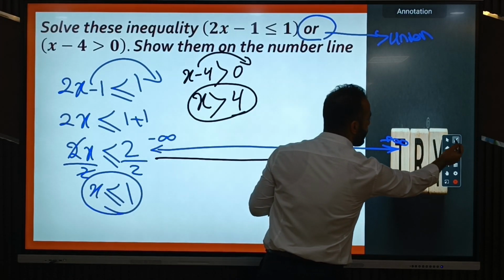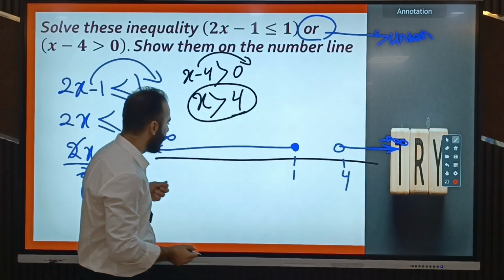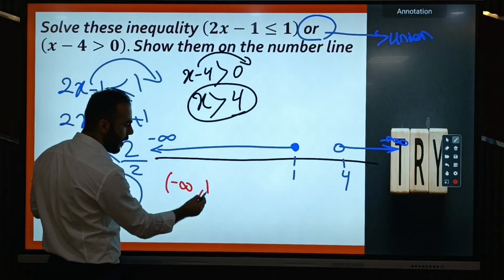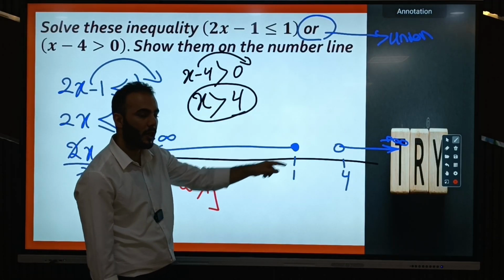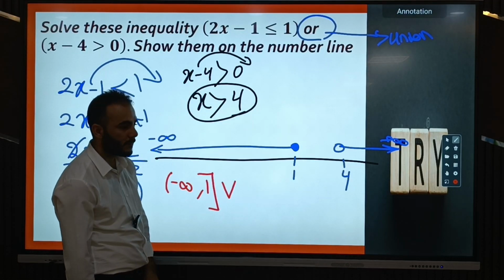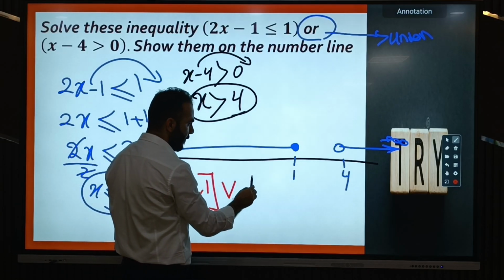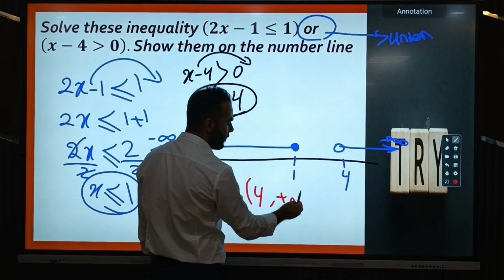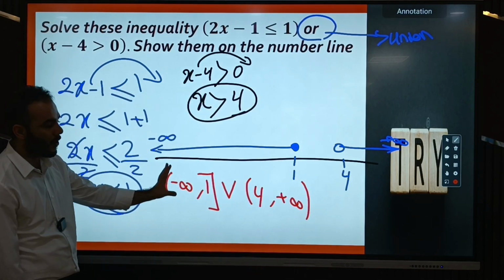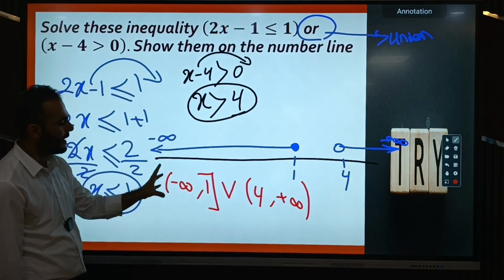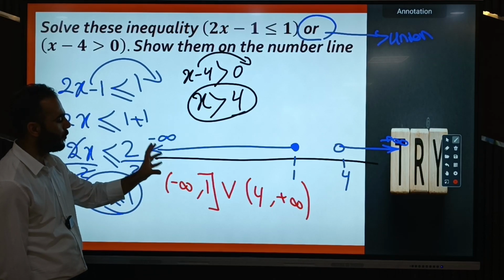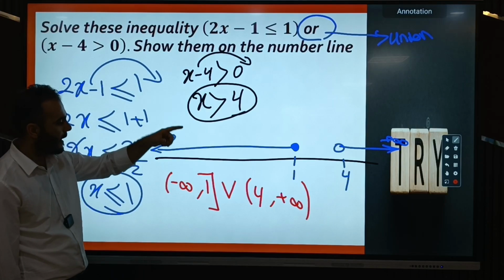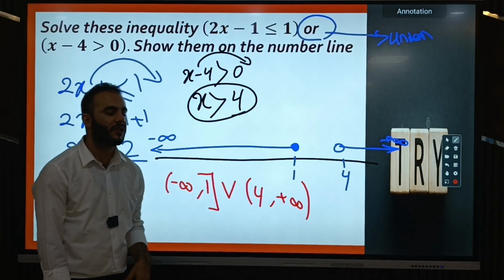Okay, so how are we going to represent the solution as interval? You are going to say, okay, from negative infinity, open interval, to 1, closed interval. Why? Because it's filled. Union, okay, from 4, open interval. Why? Because it's empty. To positive infinity, open interval. That is how you are going to show a compound inequality's solution when it includes OR in interval form.